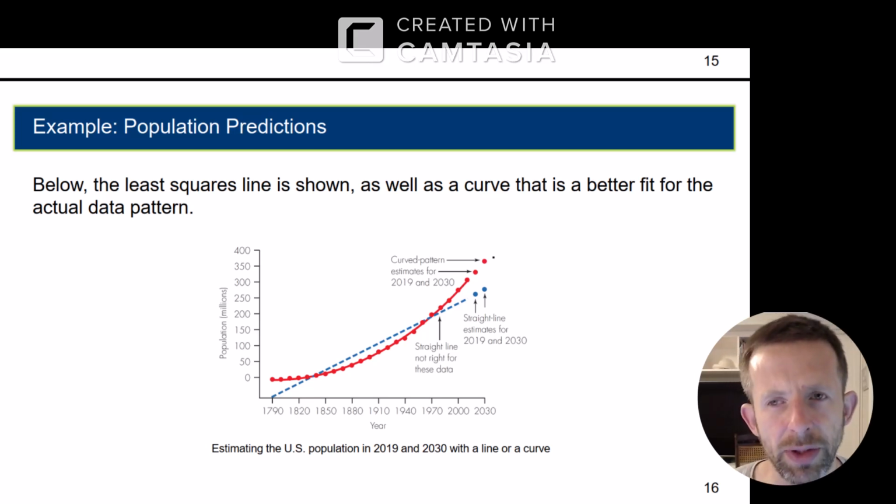So you want to make sure that you use the right model to fit the right data. If for whatever reason your data is curvilinear and you start using a line to try to fit it, you're going to run into issues.